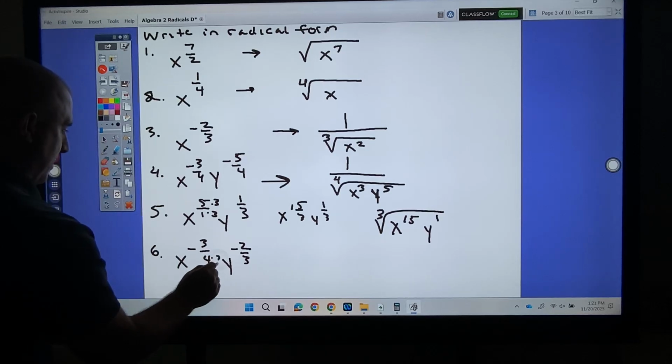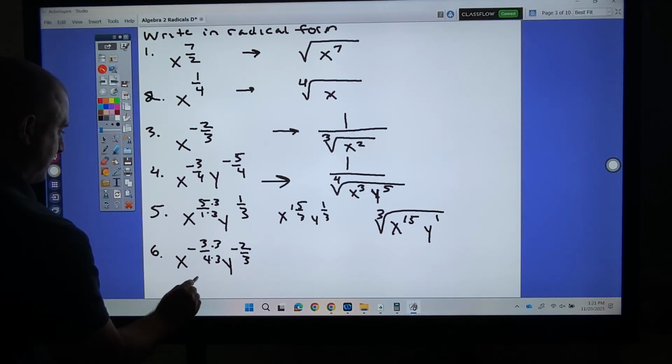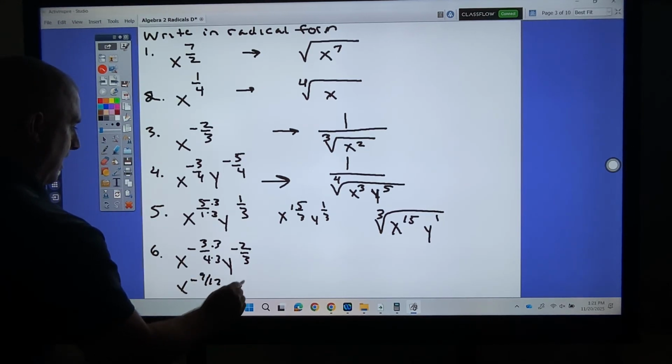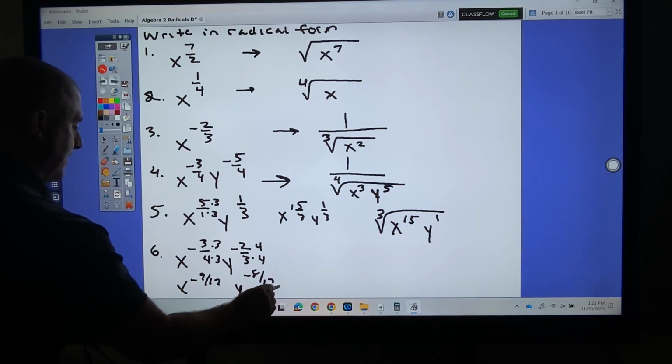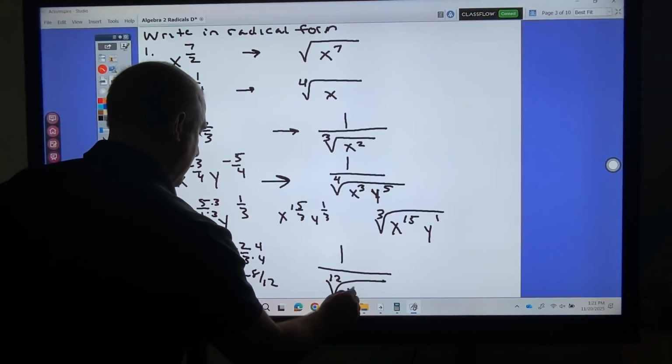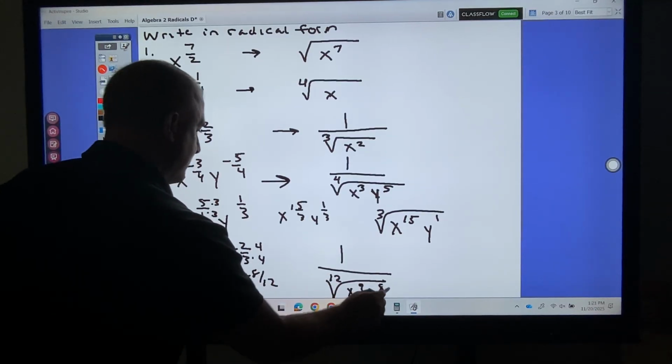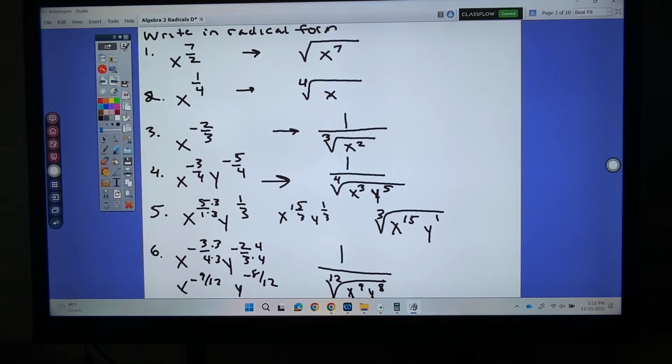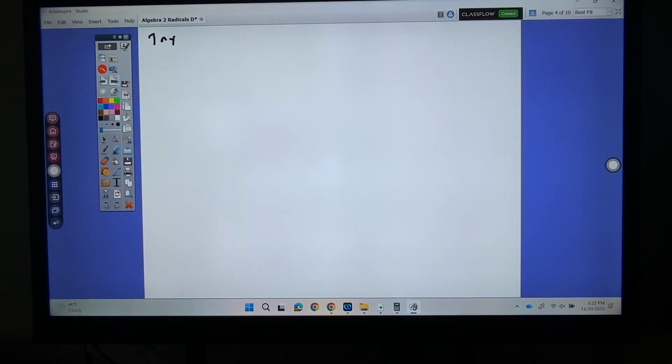This one, I'd have to multiply this by 3. So that'd be x to the negative 9/12. I'd have to multiply this one by 4. That's y to the negative 8/12. Okay, so what does that mean? 1 over 12th root, x 9, y 8. Okay? All right, you guys go ahead and try some.